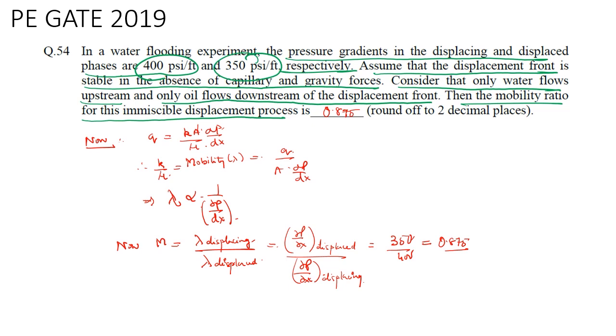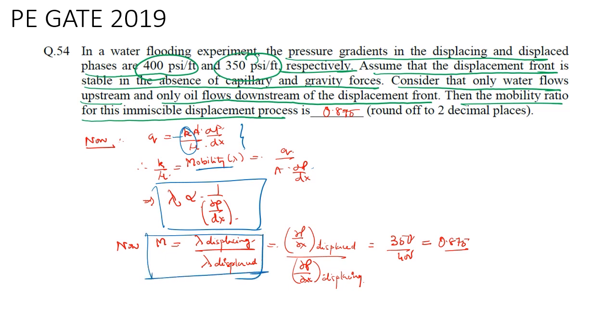Now as we know, this is Darcy's law, where Q is equal to minus KA upon mu, dp by dx. We know the mobility of any phase is equal to K by mu. Now taking K by mu as the subject of this Darcy law equation, I will get Q upon A into dp by dx. That means my mobility will be proportional to 1 upon dp by dx. Now M is equal to the mobility of the displacing phase divided by the mobility of the displaced phase. So that will be equal to dp by dx of displaced upon dp by dx of displacing. The reason is we know that lambda is inversely proportional to dp by dx. So on placing the values, I will get my answer to be 0.875.